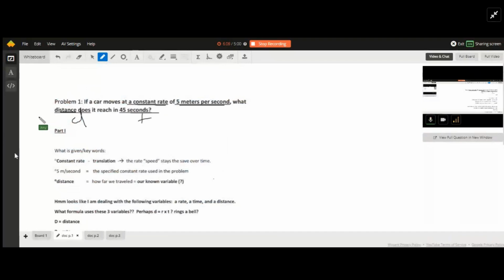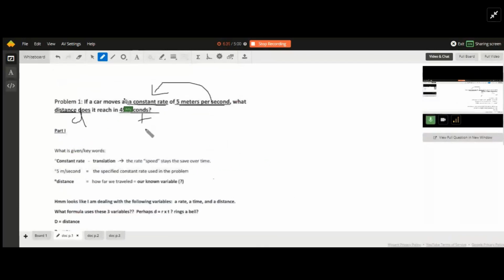Okay, so then we have, like I said, meters per second. That's referring back to a constant rate, so that must be our specific constant rate. Let's write that down. We're translating that into plain language, and it says a specified constant rate used in the problem. However you want to word it so it makes sense to you.